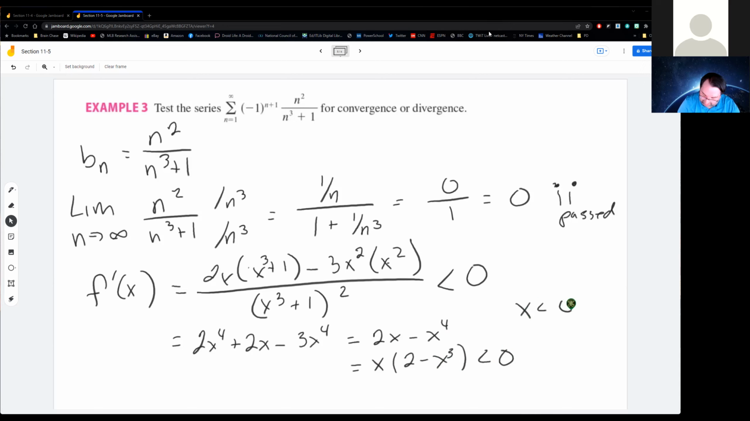So x is less than 0, or x is greater than the cube root of 2. So the reason this one works is because that's really just bigger than 1. That's why we were able to actually look at just the series. So we know this is going to be increasing or decreasing anything after the first term. So it passes criteria 2.